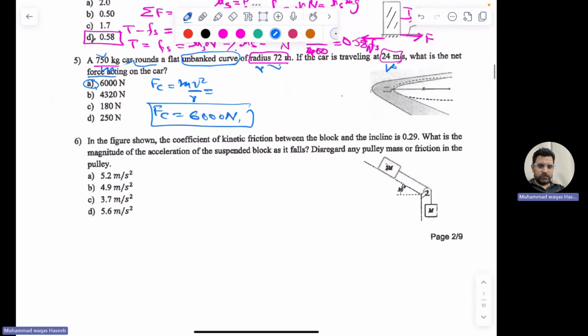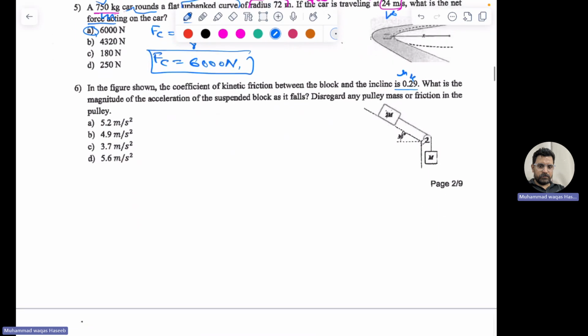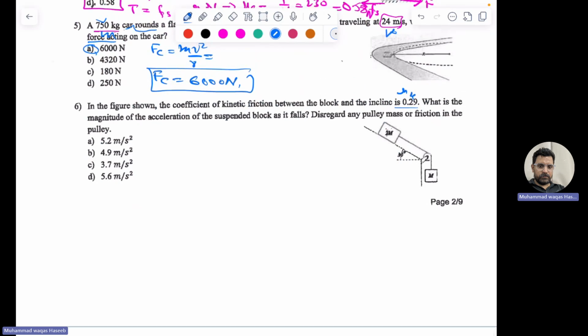Question number 6 is: in the figure shown, the coefficient of kinetic friction between the block and the incline is 0.9. So this is the coefficient of kinetic friction. What is the magnitude of the acceleration of the suspended block as it falls, disregarding the pulley's mass and friction? This is a lengthy question, so let's try to solve it quickly so that we don't waste our time.